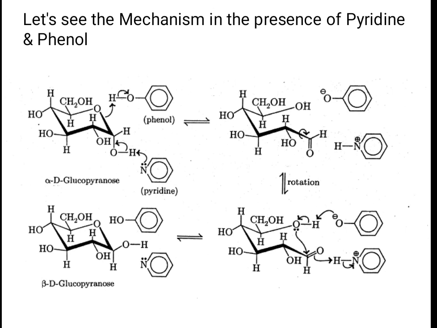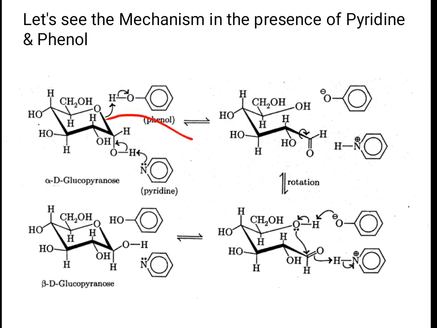Let's see the mechanism in the presence of pyridine and phenol. So you have taken pyridine and phenol in the same reaction mixture, and you are also taking alpha D glucopyranose. So what will happen? The pyridine is a base, so at first the base will attack this anomeric OH and take up this proton. So this oxygen will become minus, then this minus charge will give its electron to the C-O bonding. That means it will make C double bond O. This bond will be broken.